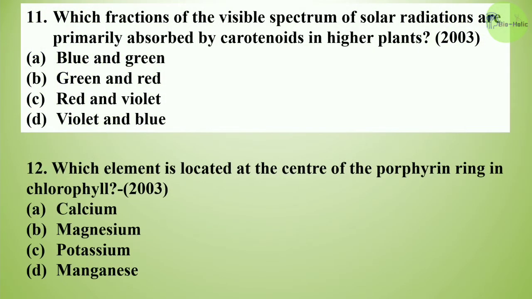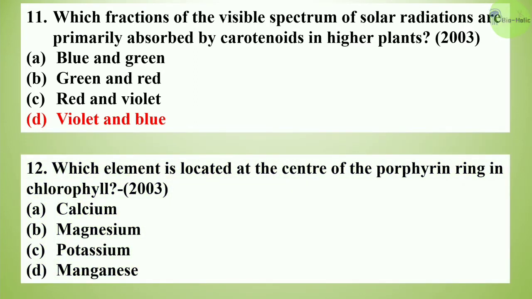Next is, which fractions of the visible spectrum of solar radiations are primarily absorbed by carotenoids in higher plants? Blue and green, green and red, red and violet or violet and blue? Violet and blue will be the answer, which is the visible spectrum of solar radiations that are primarily absorbed by carotenoids in higher plants. Next is, which element is located at the center of the porphyrin ring in the structure of chlorophyll? Calcium, magnesium, potassium or manganese? This is very easy. The magnesium or the option B will be the answer.